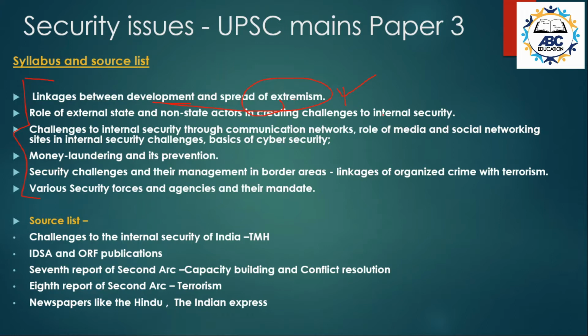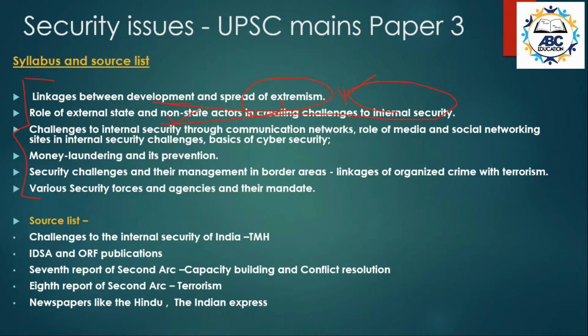Then the second topic that is included as part of your syllabus is the role of state and non-state actors in creating challenges to internal security. Non-state actors are basically those which are not directly funded by the states. State here means government. So non-state actors are the actors which are not directly funded by any government, but they create challenges to your internal security.